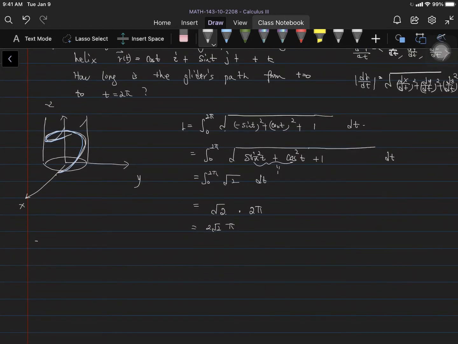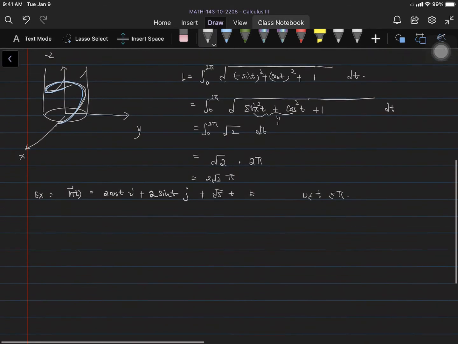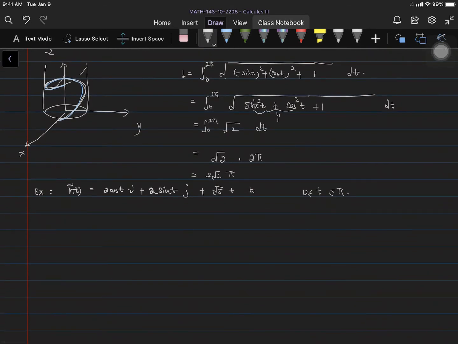Okay, we can try a very similar problem. r(t) is given by 2 cosine t i, 2 sine t j, root 5 t k, and here t goes from 0 to pi. So whenever we talk about the arc length, the boundaries for t will always be given. And here, let's take a look.